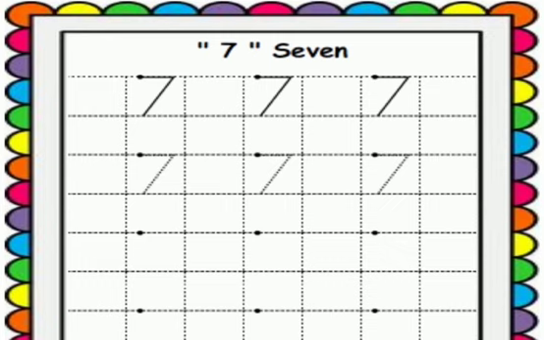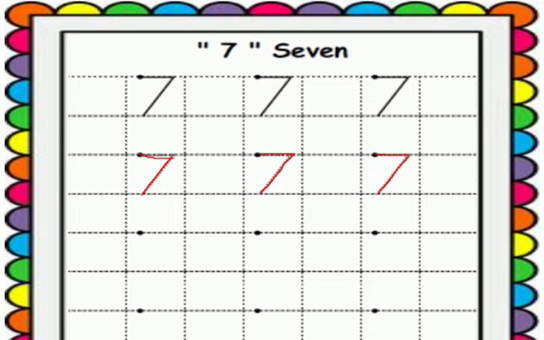To write number 7, first make a sleeping line, moving to the right side, and then a slanting line. This is number 7. First a sleeping line and then a slanting line. Kids, you need to leave one block in between.